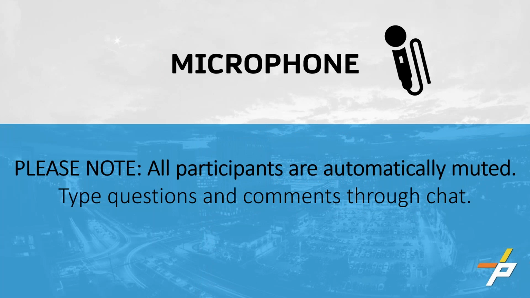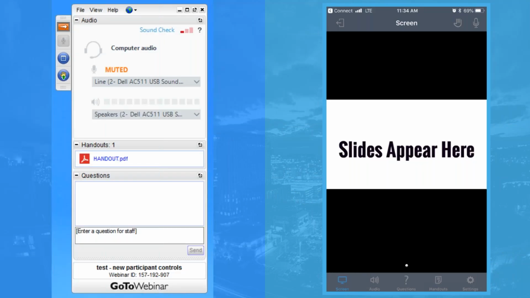You will have noticed that when you entered the webinar today, you were automatically muted. What we'll be doing instead is using our questions and comments through the chat. So you might be wondering where that is located. If you are joining from a computer, you will see the GoToWebinar control panel that is pictured on the left. And near the bottom of that control panel, there is a section that says questions. So you can type your questions and comments in here and send them our way.